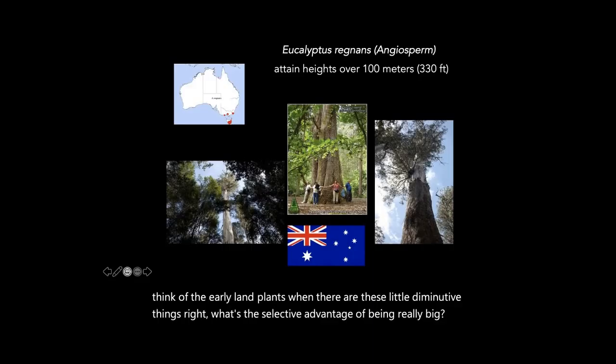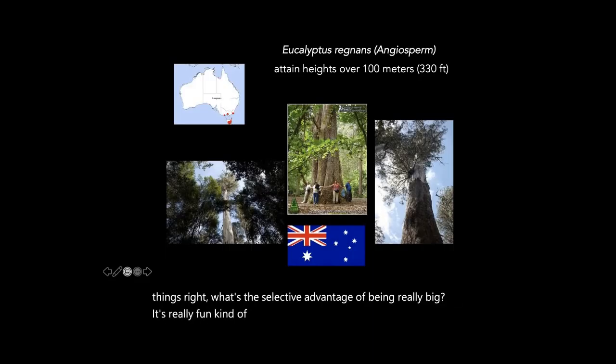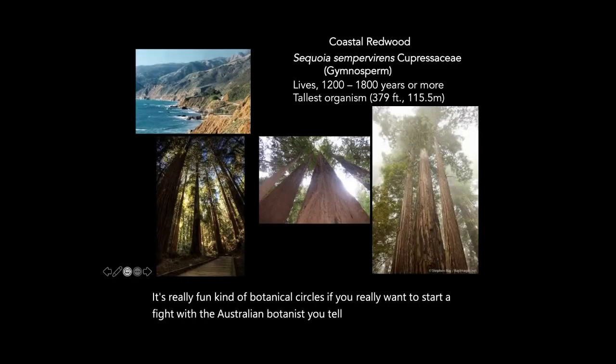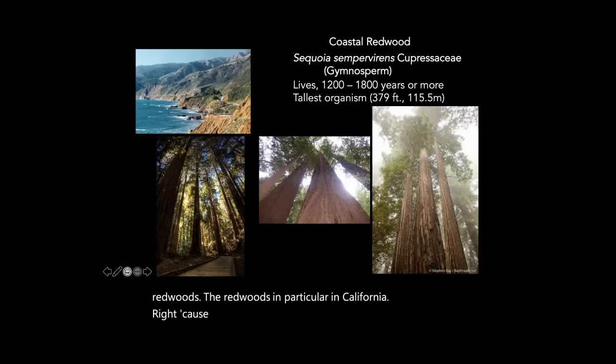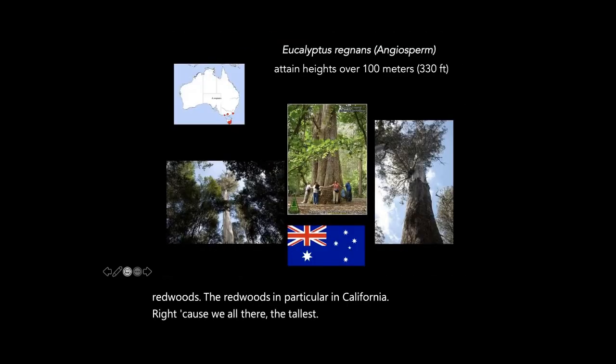Now, what's really fun in botanical circles, if you really want to start a fight with an Australian botanist, you tell them that the tallest trees around are the sequoias and the redwoods in particular in California, right? Because we all know they're the tallest. Well, it turns out that the Australians think that their eucalypts are some of the tallest.